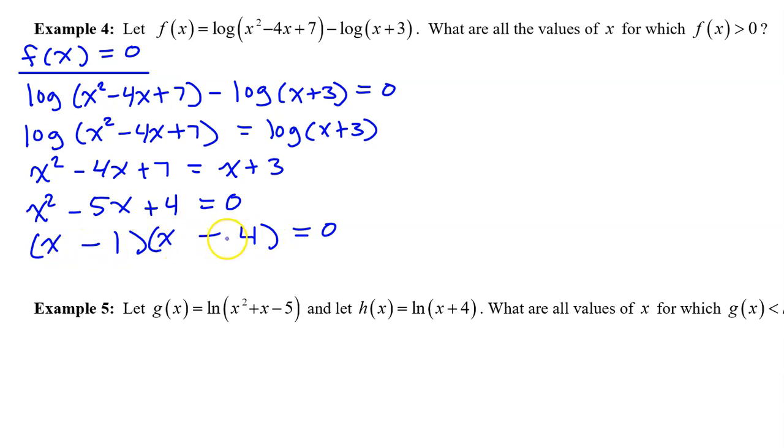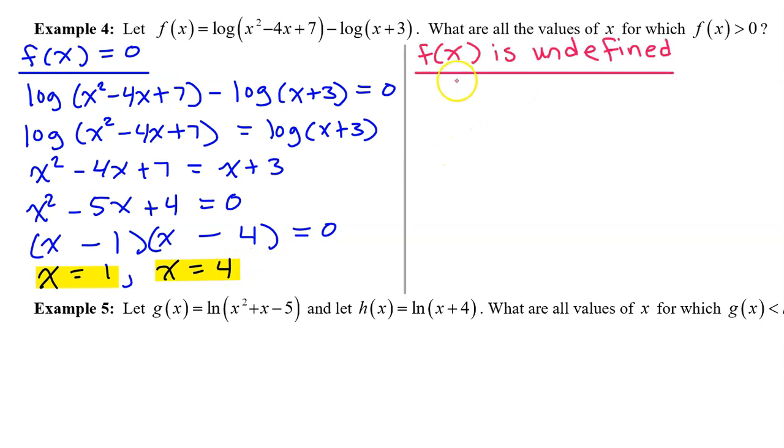Using the zero product property, setting each one of these factors equal to 0, we get x is equal to 1 and x is equal to 4. Take a moment to make sure that neither of these values are extraneous. In other words, make sure that neither one makes a 0 or a negative number when you plug it back in, because you can't take the log of 0 or the log of a negative number. 1 and 4 both make positive expressions here and here when you plug them in, so these are fine. These are the first two values that will go on the sign chart later.